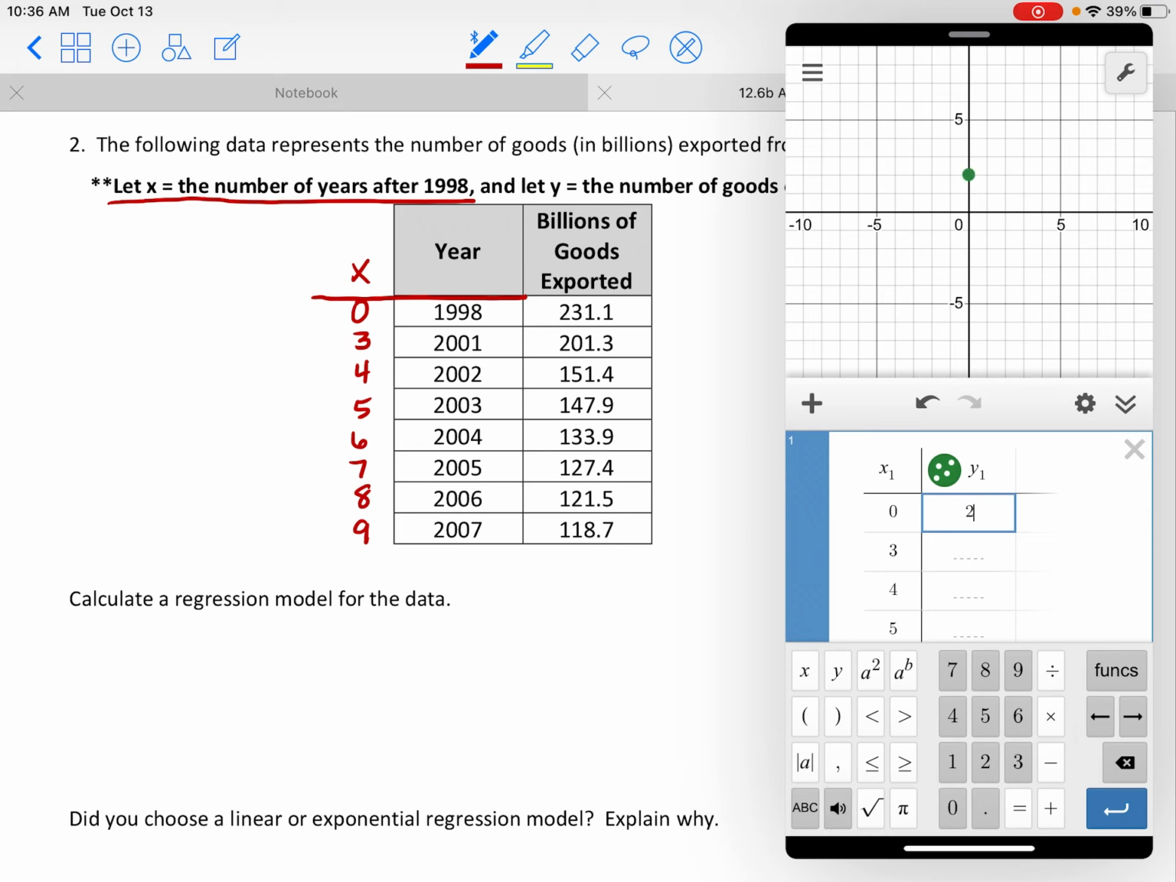Okay, 231.1. And what this means is this data, this was exported goods in billions. So in 1998, there was 231.1 billion goods exported from the United States. Okay, that's what this data is saying. All right, and then we go down to 201.3. And then we're going to go to 151.4.